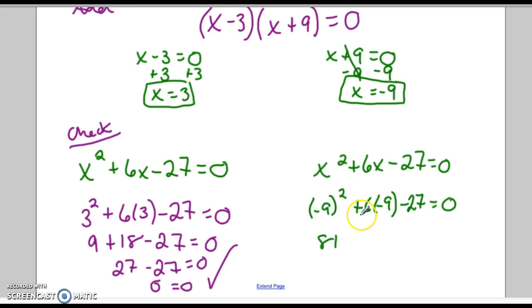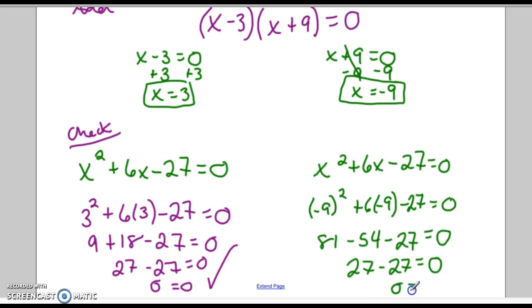And positive 6 times -9 is negative 54. Bring down my minus 27 equals 0. Continuing with my order of operations, left to right, 81 minus 54 is 27, minus 27 that I'm going to bring down, equals 0, and 27 minus 27 is obviously 0, so 0 does equal 0. So again, that one is correct as well. So you can always double check your answers.